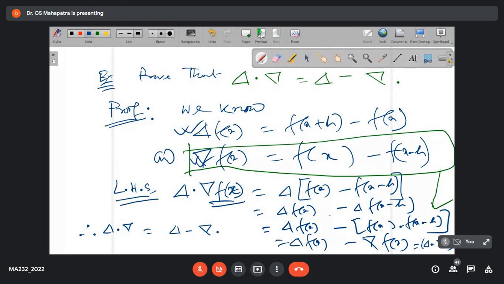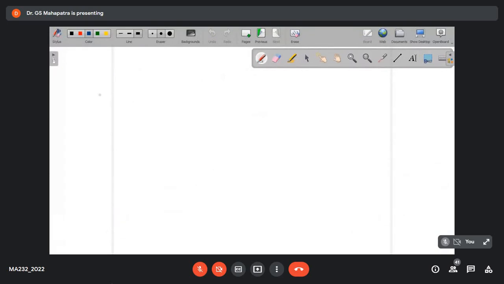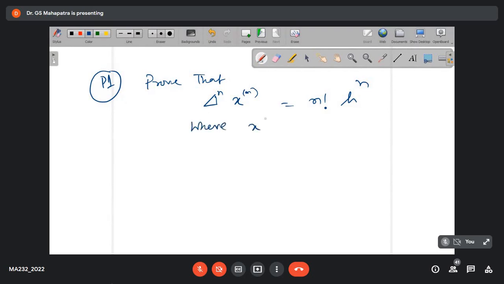Now I will give two problems for practice purposes. Problem 1: prove that delta to the power n of x to the power n is n factorial h to the power n, where this notation x(n) is x into x minus h, x minus twice h, and up to x minus n minus 1 into h.